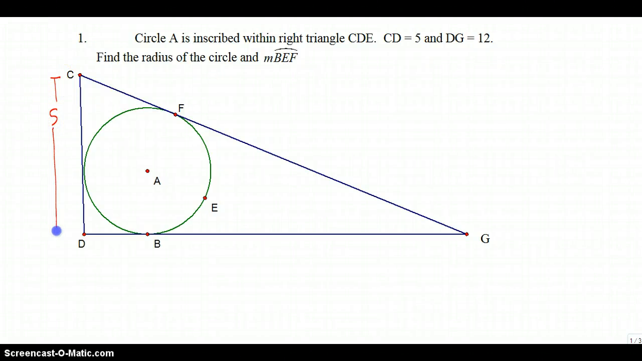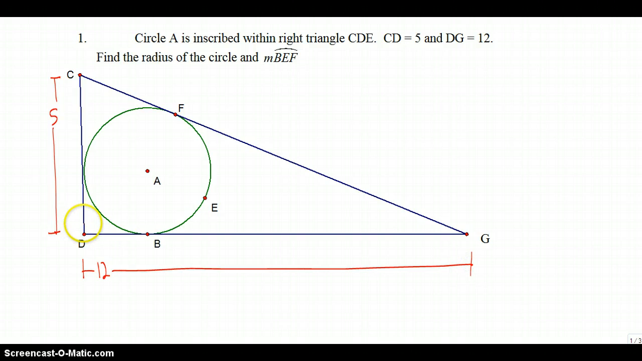This is the review for Chapter 10. We're given these lengths of 5 and 12. We're told that this is a right triangle. 5 and 12 are the legs, which means that the hypotenuse is going to be 13, using the Pythagorean theorem or recognizing that it's a Pythagorean triple.